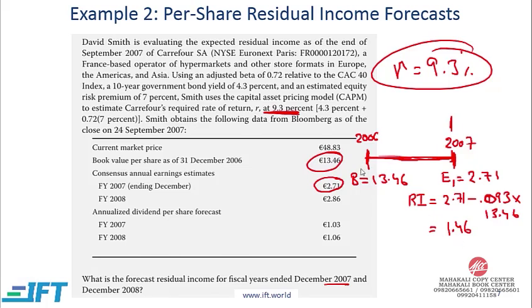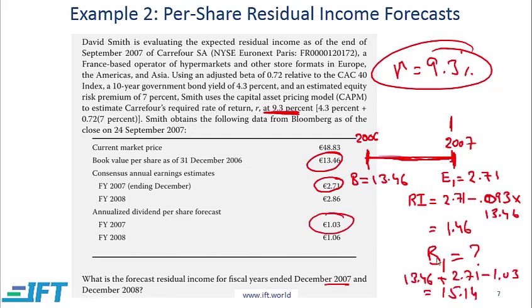What is the value, the book value at the end of the first year? So try doing that now. So to come up with the book value at the end of year 1, you take book value at the start, 13.46, plus the earnings for the year, 2.71, minus the dividend for the year, 1.03, and you come up with 15.14. Now pause the video and do the same exercise for 08.